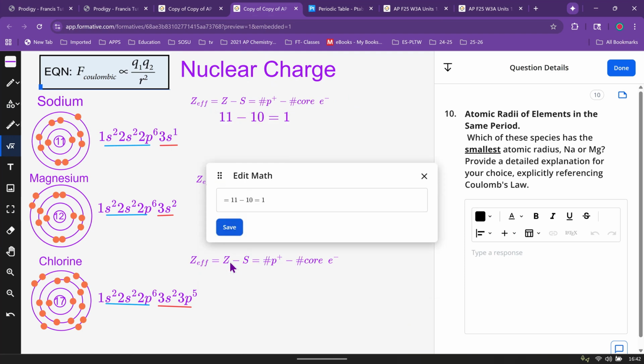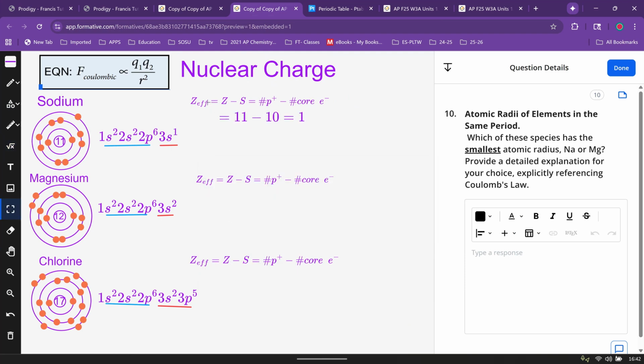So just putting that below it. So you need to know Zeff equals 11 minus 10, which is equal to 1. You might also notice that sodium is in group 1. And so it has an effective nuclear charge of 1. Very interesting that we can see that.